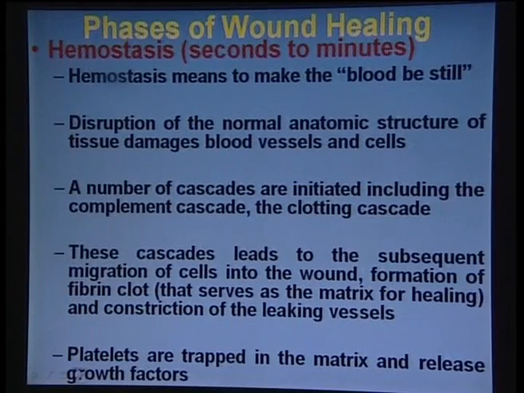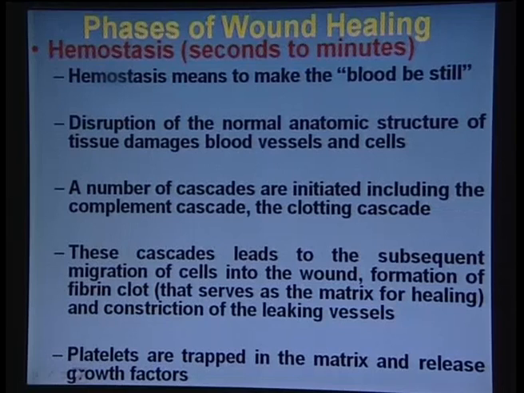Okay. Hemostasis, that is seconds to minutes. So, that is the first stage. Here hemostasis means to make the blood be still, and disruption of the normal anatomic structure of a tissue damages blood vessels and cells. Whenever you have a wound, it immediately starts bleeding. It bleeds a lot of blood. Why? Because blood is flowing through the arteries, right. Now, whenever you have a wound, the arteries are disrupted, they are fractured. So, blood will automatically come out and spill.